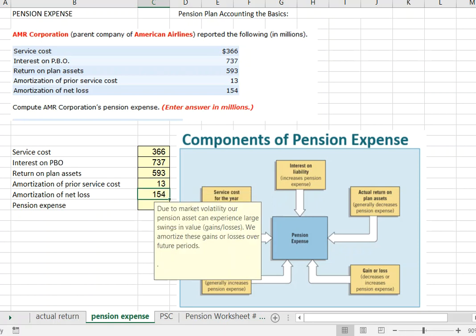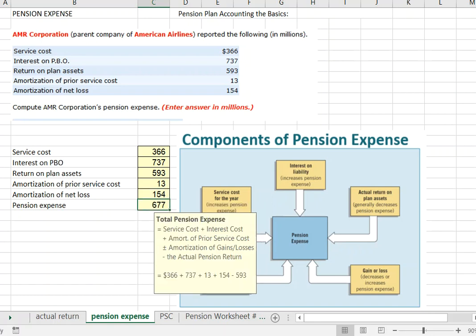Finally, we had the amortization of a net loss. Due to market volatility, our pension assets can experience very large swings in values, that is, gains or losses. We use a corridor approach to amortize these gains or losses over future periods. We'll discuss that later. Our pension expense then is $677 million. It's the $366 million service cost, plus interest cost of $737 million, plus the amortization of prior service cost of $13 million, plus the $154 million amortization of pension losses on pension assets, and then we had our pension return of $593 million. Again, increases in our pension assets, the pension return reduces our current pension expense.